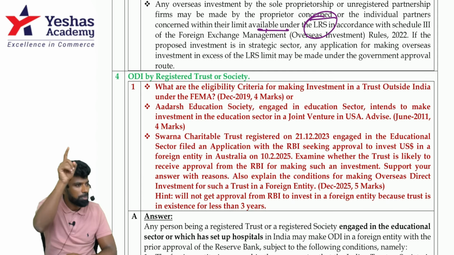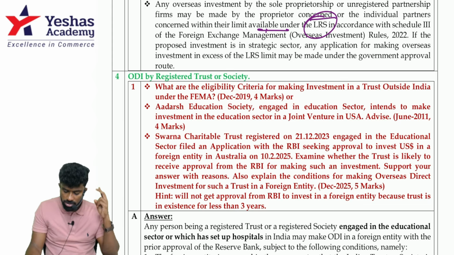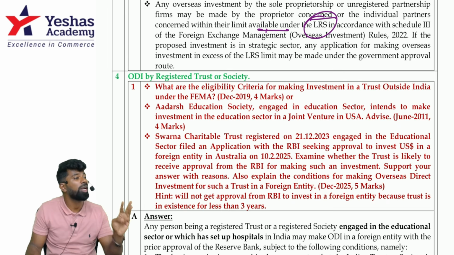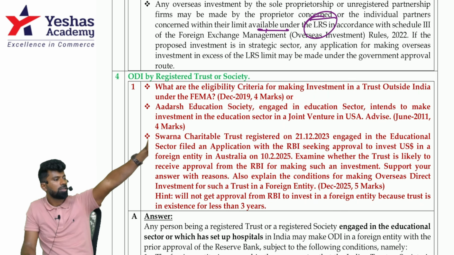They asked questions many times. First, they asked in 2019. Second, they asked in 2011. Third, they asked in what? December 2025. For how many marks? 5 marks.